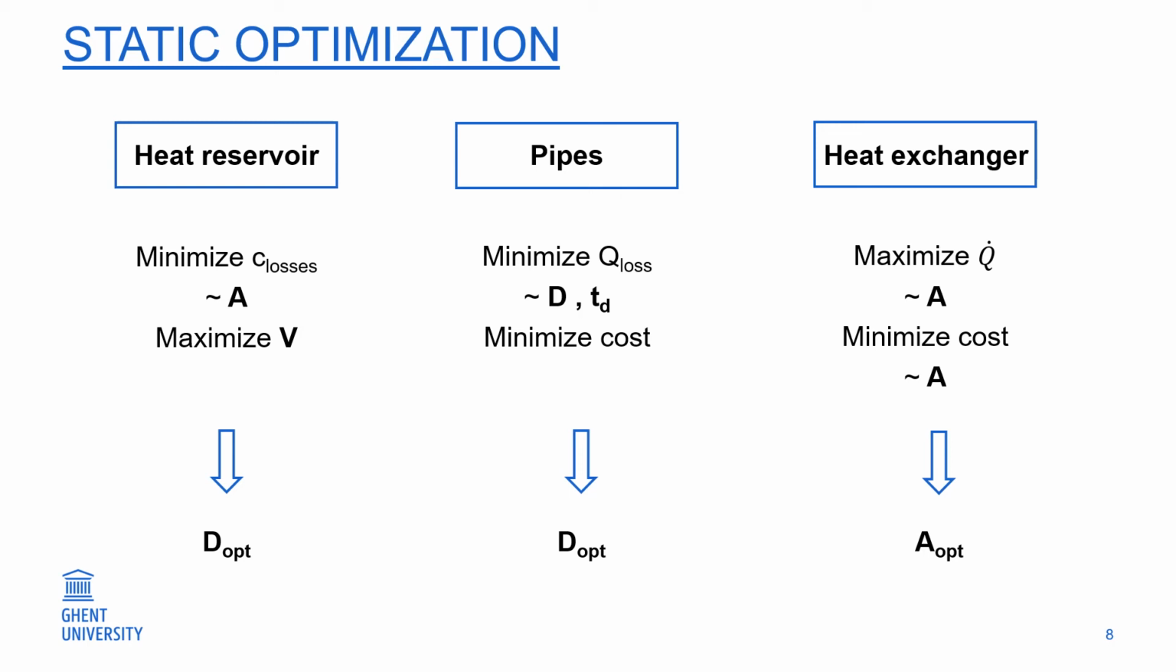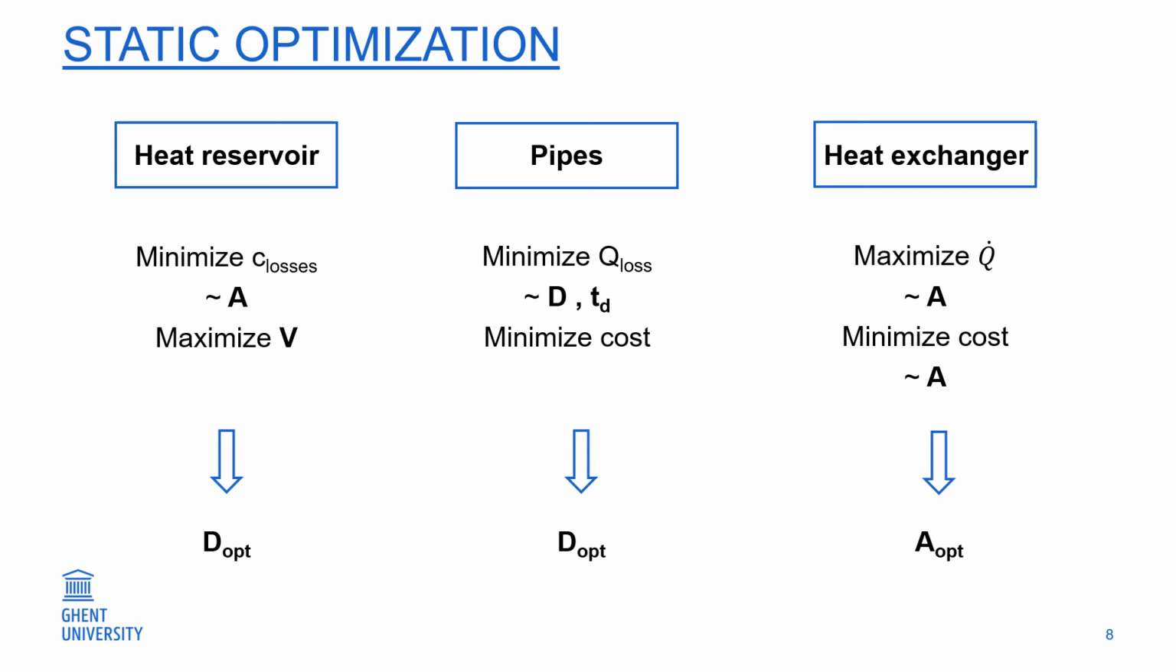In the static optimization, we'll assume constant input signals and we'll determine the optimal values for some important parameters in the model. Looking at the heat reservoir, it is both important to minimize the losses, which are proportional to the surface area, and to maximize the volume, to store as much heat as possible. There was no absolute minimum for the relationship between the volume, the surface area, and the diameter, so we scaled volumes used in practice to our case, and that is how we obtained the optimal value for the diameter of the cylindrical heat tank.